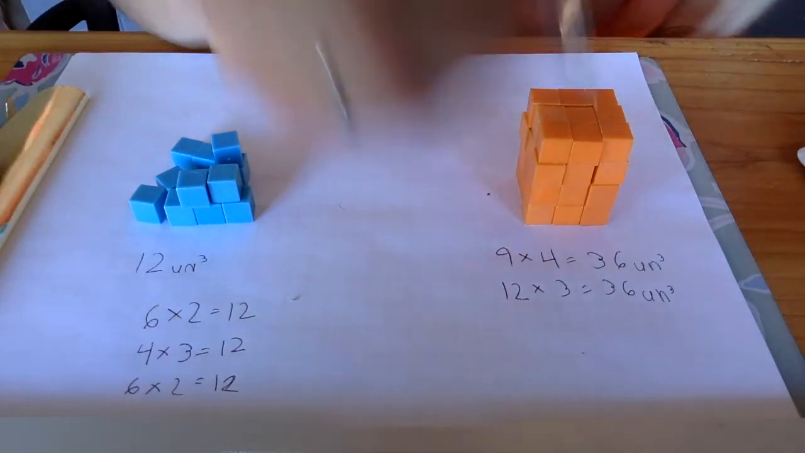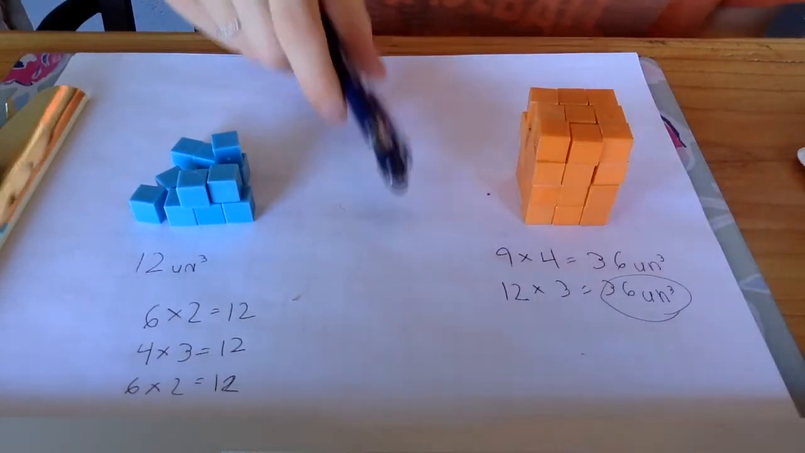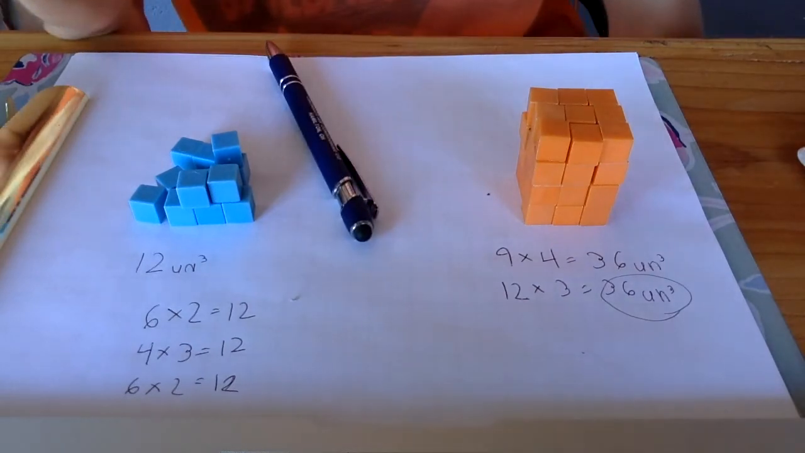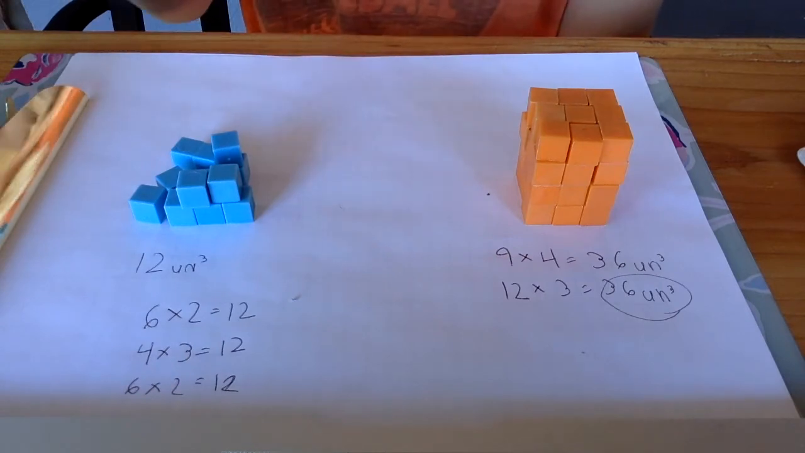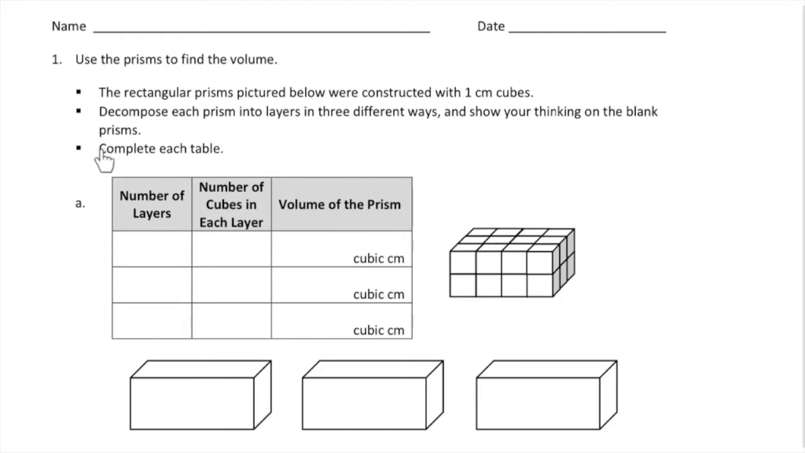So our total volume would obviously be 36 units cubed, and we did that by finding layers. We're going to go ahead and jump into some sample problems and see if we can make sense of this on paper. So here I'm looking at some sample problems.